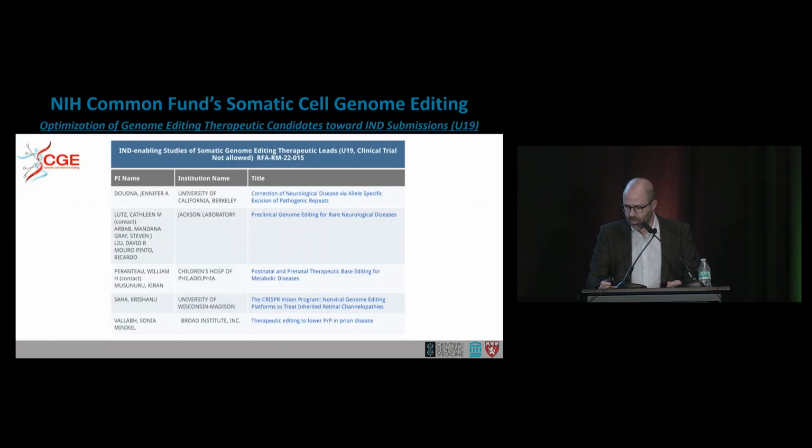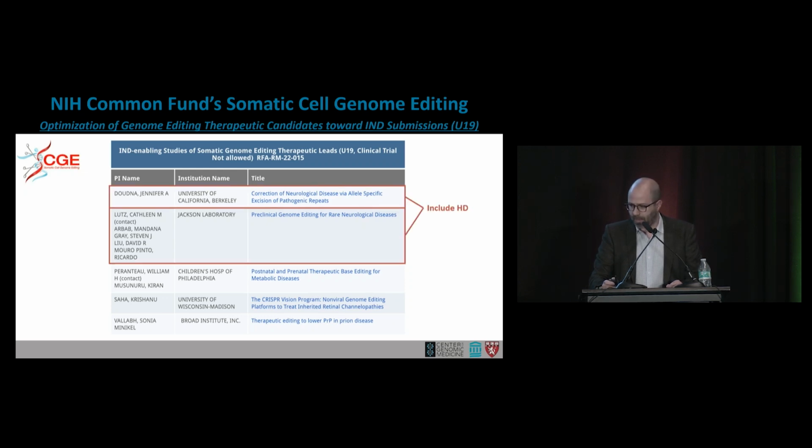With that, I'll list here the 5 grants that were awarded. These are quite sizable investments from the NIH. These grants are approximately $25 million each. And you'd be happy to learn that 2 of them actually include Huntington's disease as part of their program. So I'm going to go through a couple of these very briefly.